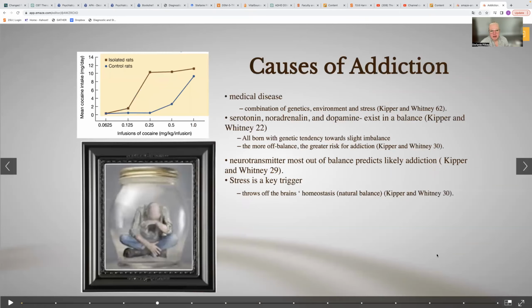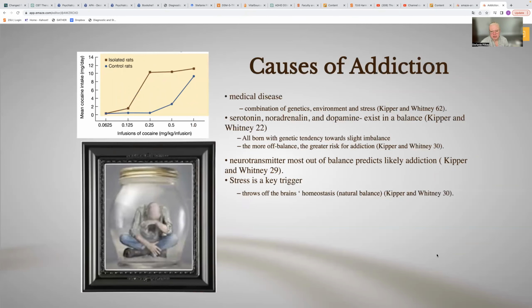All right, so causes of addiction. First, it's a medical disease. It's a combination of genetics, environment, and stress. Serotonin, noradrenaline, and dopamine exist in balance naturally for all of us, but we're all born with a genetic tendency towards a slight imbalance. The more off balance we are, the greater the risk for addiction. The neurotransmitter that's most out of balance also predicts the likely addiction, but stress is a key trigger because stress throws off the brain's homeostasis and natural balance of those neurotransmitters.